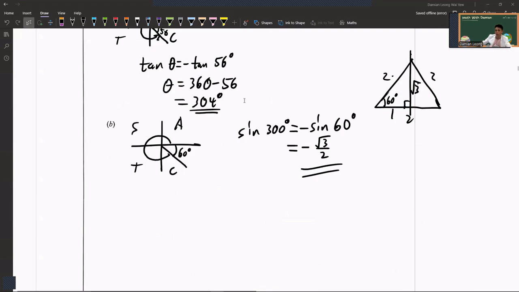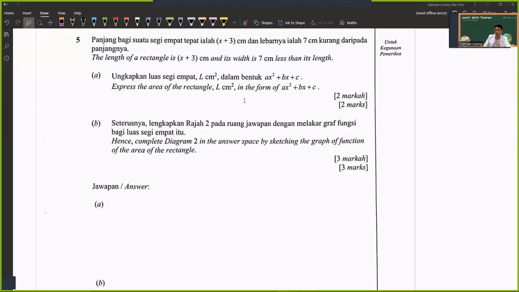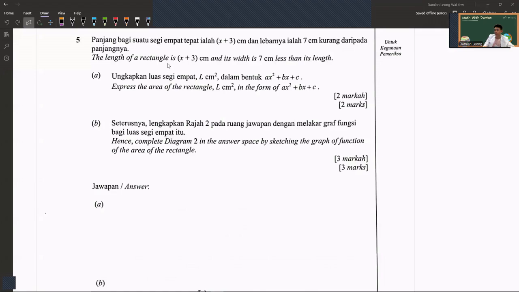Then look at question 5. The length of a rectangle is x plus 3 cm. The width is 7 cm less than the length. So the length is x plus 3, the width is 7 cm less, which means x plus 3 minus 7, which is x minus 4. Okay, so we want the area of the rectangle.